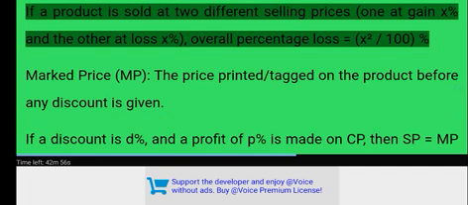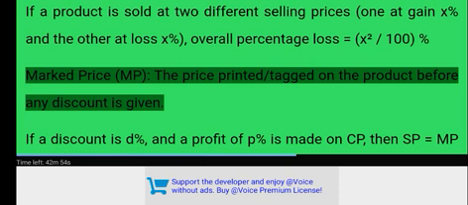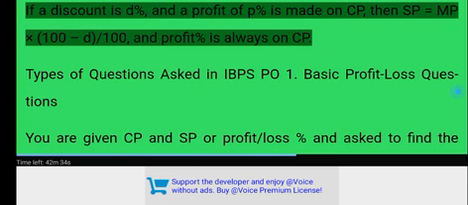If a product is sold at two different selling prices, one at gain X% and the other at loss X%, overall percentage loss equals X squared divided by 100. Marked price, MP, is the price printed or tagged on the product before any discount is given. If a discount is D% and a profit of P% is made on CP, then SP equals MP times (100 minus D) divided by 100, and profit percent is always on CP.